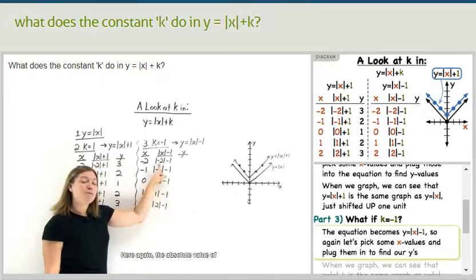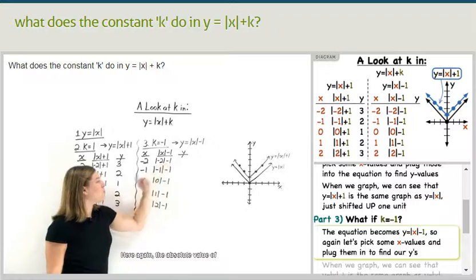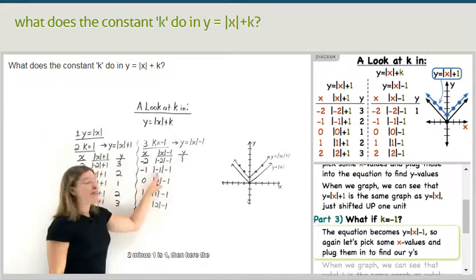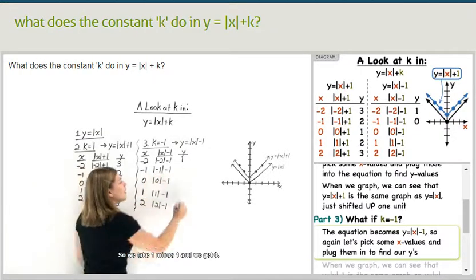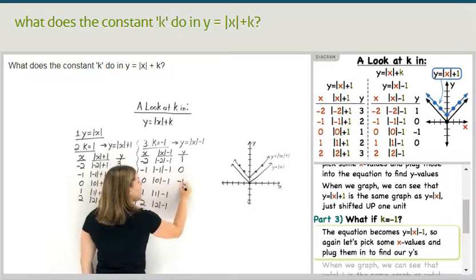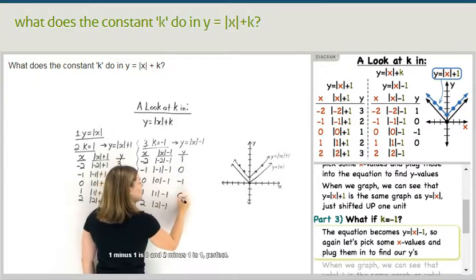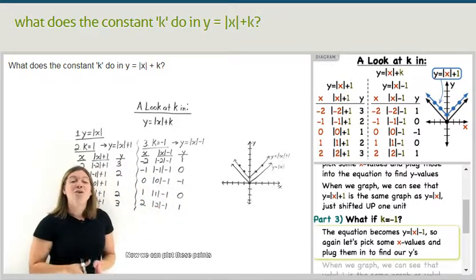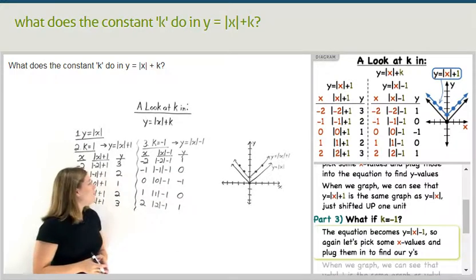Here again, the absolute value of -2 is 2. So we're taking 2 minus 1. 2 minus 1 is 1. Then here, the absolute value of -1 is 1. So we take 1 minus 1, and we get 0. Then 0 minus 1 is -1. 1 minus 1 is 0. And 2 minus 1 is 1. Perfect. Now we can plot these points and make our graph.